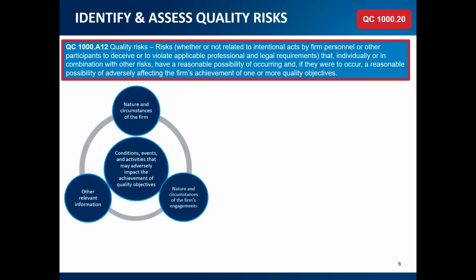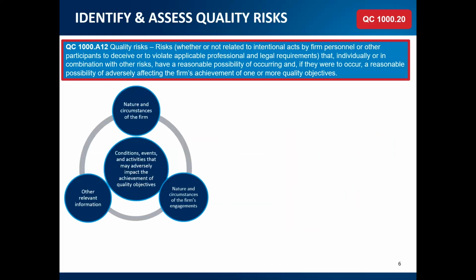Next, we're going to talk about how firms identify and assess quality risks to achieving the quality objectives established by the firm. Under QC 1000, quality risks are defined as those risks, whether or not related to intentional acts by firm personnel or other participants to deceive or to violate applicable professional and legal requirements, that individually or in combination with other risks have a reasonable possibility of occurring and if they were to occur, a reasonable possibility of adversely affecting the firm's achievement of one or more quality objectives.